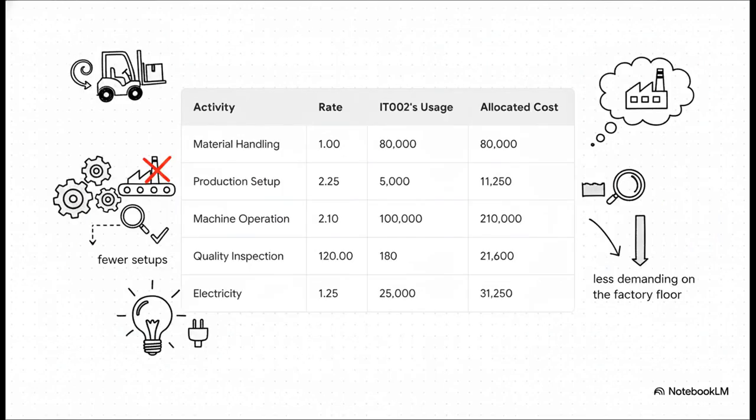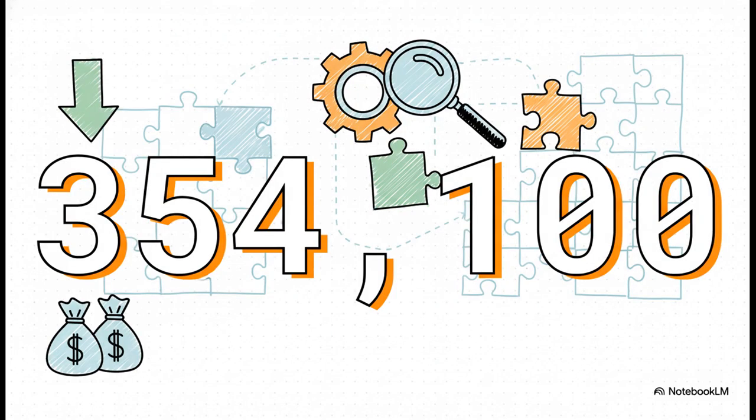Now we just rinse and repeat for product IT002, but look closely at its usage numbers. It only needed 5,000 setups compared to 15,000 for the other one, and it only required 180 quality checks versus 320. It's clearly a much less demanding product to make. And as a direct result of that, its total share of the overhead cost is way, way lower, only 354,100 baht. That's nearly half of what IT001 was responsible for. This is a critical piece of our puzzle.